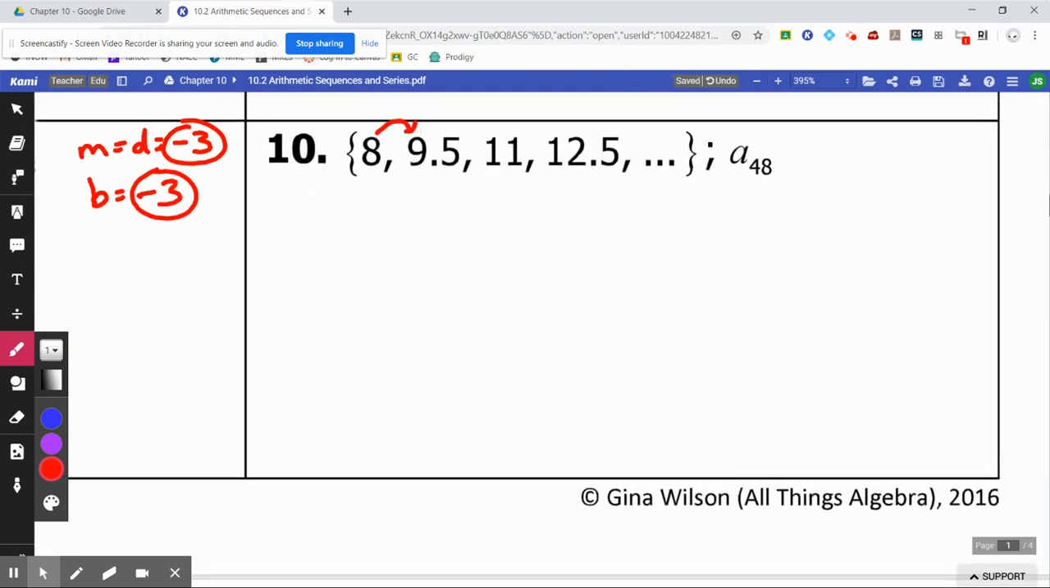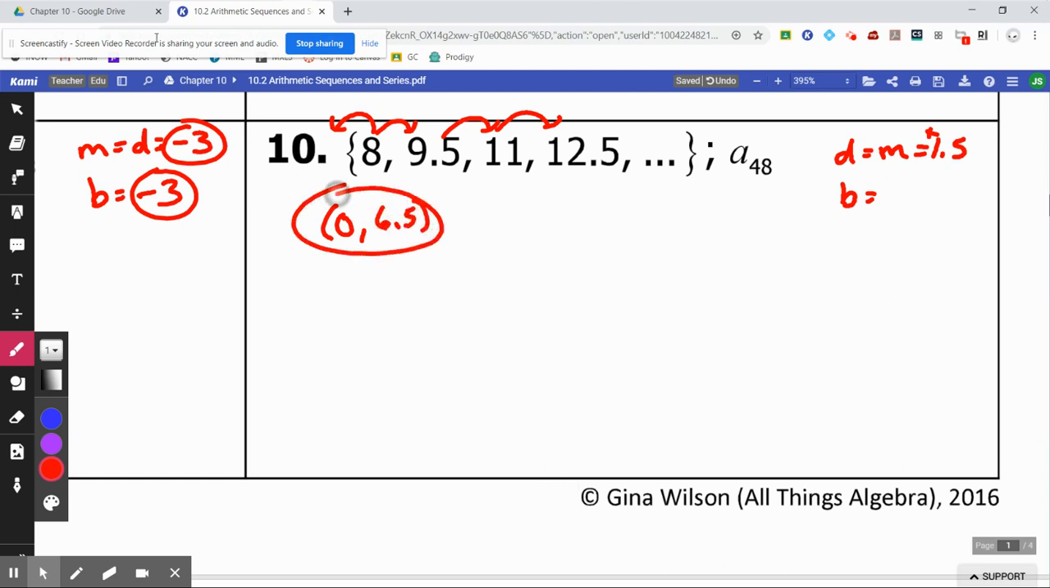Let's try the shortcut again. What is your common difference? From 8 to 9.5, you're going up 1.5, up 1.5, up 1.5. So your common difference or your slope is a positive 1.5. Okay, your y-intercept. In order to find your y-intercept, go backwards a term. So instead of adding 1.5, subtract 1.5, because it would be your 0th term. 0 comma, if there was one, and that would be 6.5. So your y-intercept is positive 6.5.